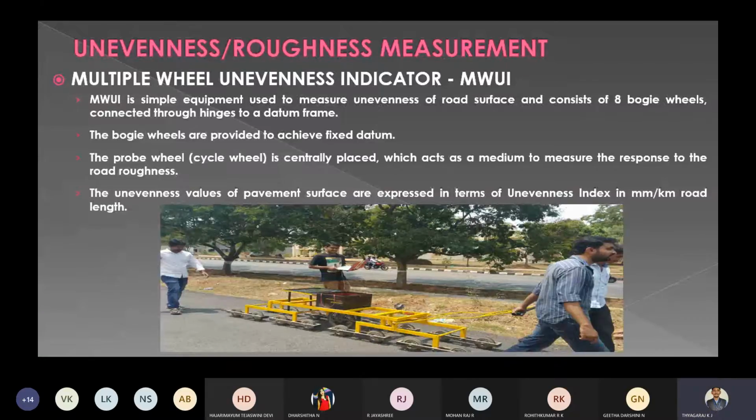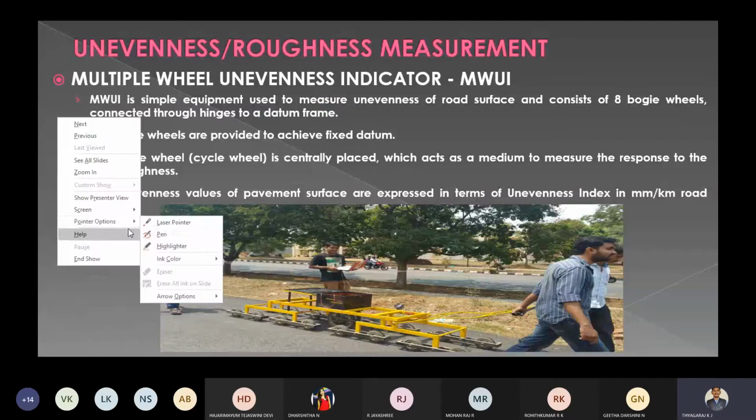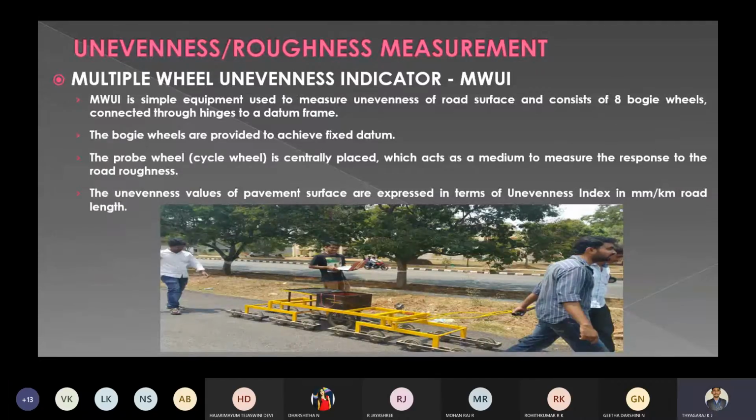Okay, so the multiple wheel unevenness indicator is a simple equipment used to measure unevenness of the road. This is very simple. It consists of 8 bogie wheels connected through hinges to a datum frame. You can see here 2 wheels, then 4, 6 and 8 wheels will be there. So they will be connected to a datum frame, which will be horizontal in nature, through hinges.